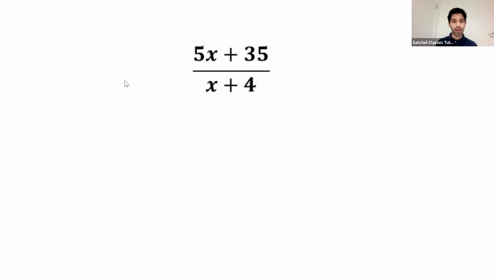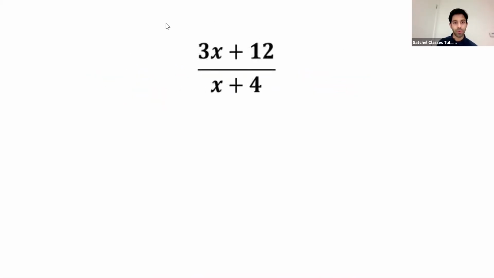All right, and one last example. So we have 3x plus 12 over x plus 4. Again, pause the video to have a go at this. What we'll have is 3 on the outside, x plus 4 on the inside as we factorize this. And then we have x plus 4 on the bottom. So x plus 4 and x plus 4 cancel out.